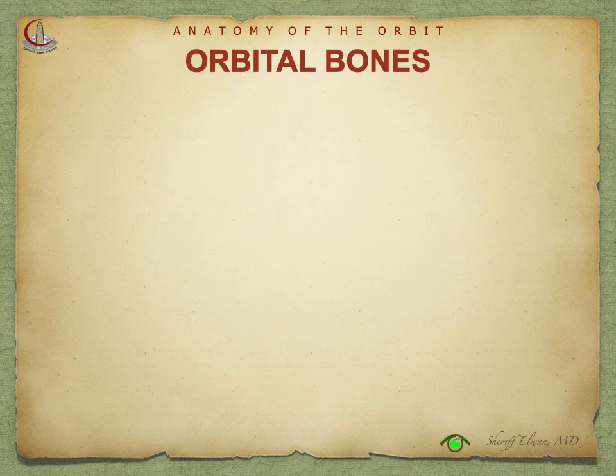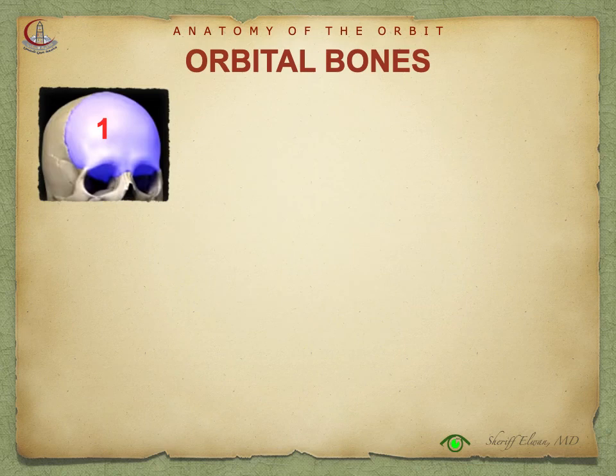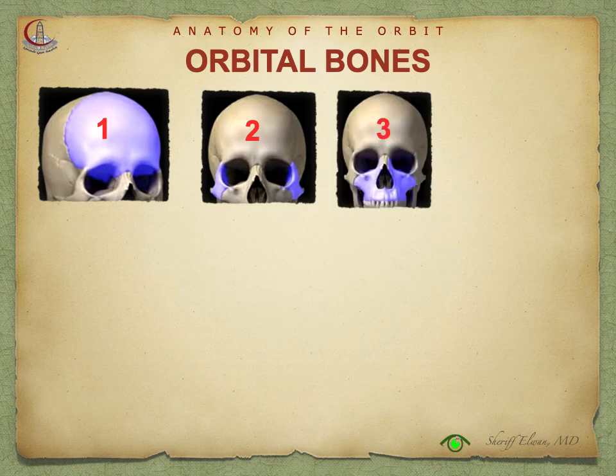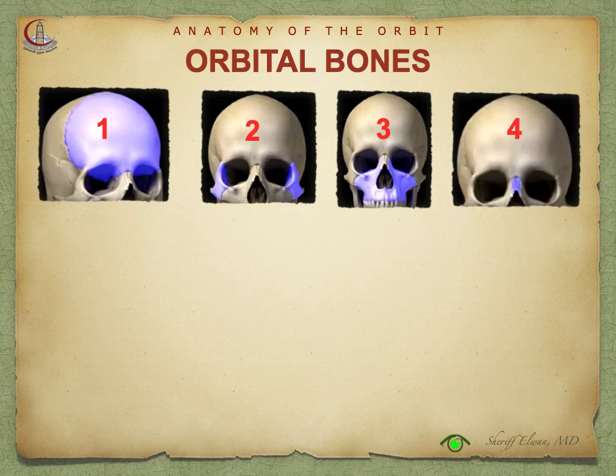The bones that form the orbit are 4 external bones and 3 internal bones. The 4 external bones are the frontal bone, which is a single midline bone, the zygomatic bones, which are 2, the maxillary bone, which is a single midline bone again, and the lacrimal bones, which are 2.